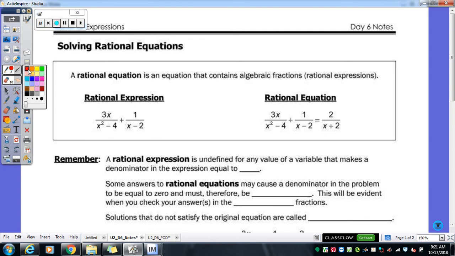So our last thing for this unit is solving rational equations. So far we've been dealing with expressions. We were adding them, subtracting them, multiplying, dividing, simplifying, finding our restrictions. So now what we're going to do is actually solve them.